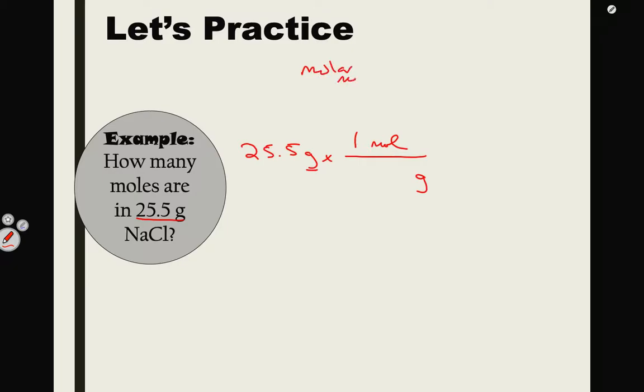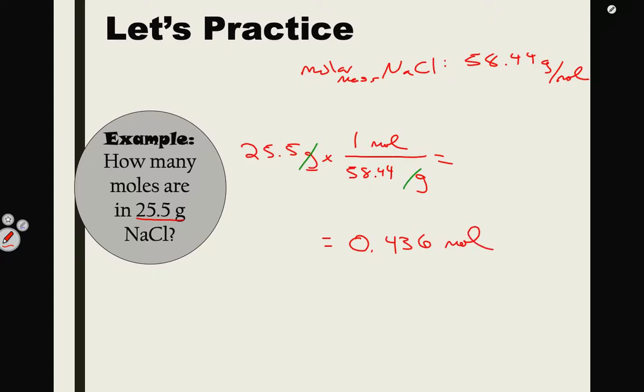So the molar mass of sodium chloride, which is NaCl, is 58.44 grams. So then that's what goes down here, grams per mole. So then my grams cancel. So in doing my math, I would do 25.5 times 1 divided by 58.44, and I would get an answer of 0.436 moles.